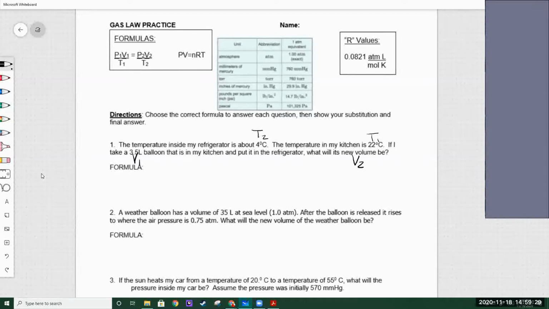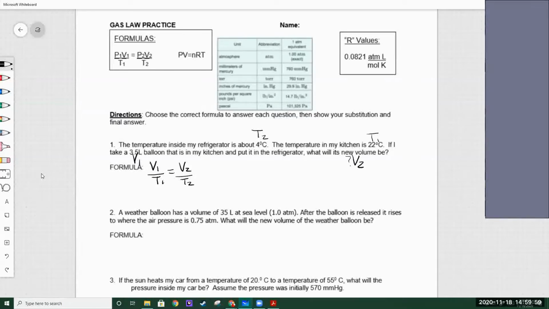Okay. So what I would do is I have T2, T1, V2, and V1. This is what I want to find out, what the new volume is. So I would look up here to my combined gas law. And since it doesn't talk about pressure, my pressure is going to be constant, and I'm just going to ignore that. So the formula I'm going to use is V1 over T1 is equal to V2 over T2.